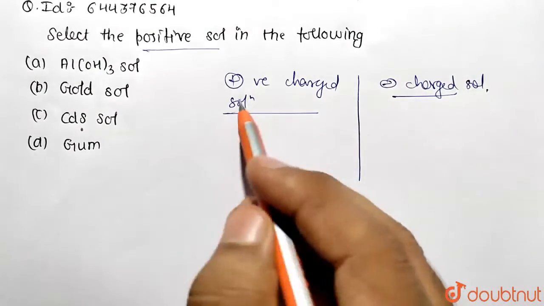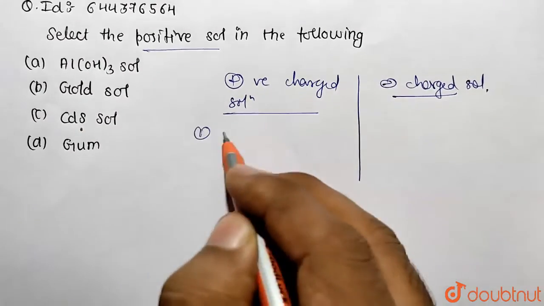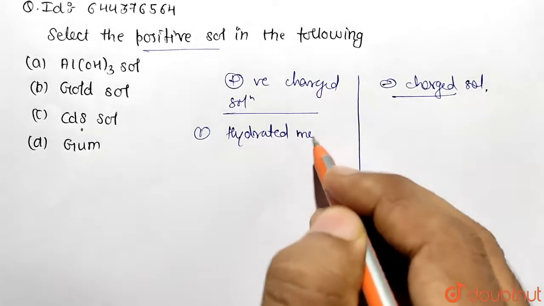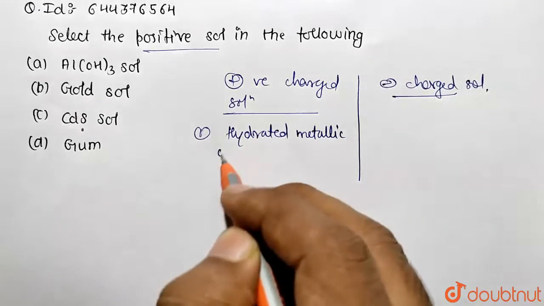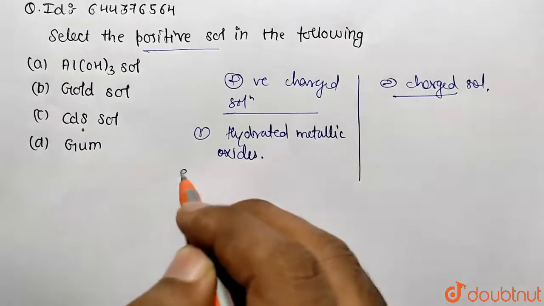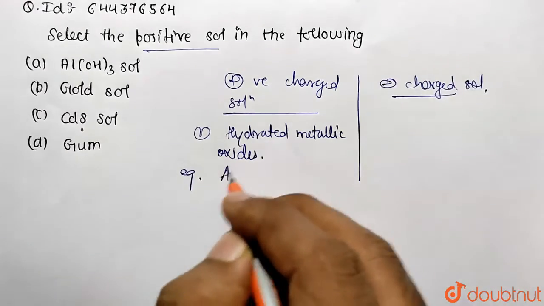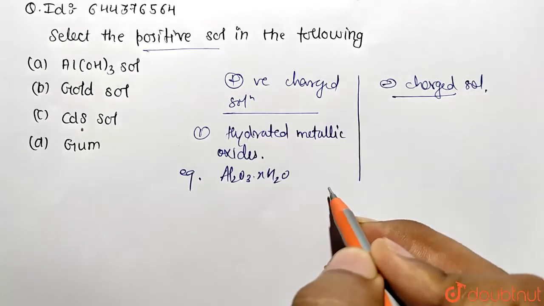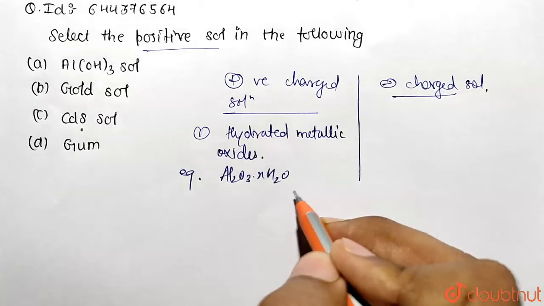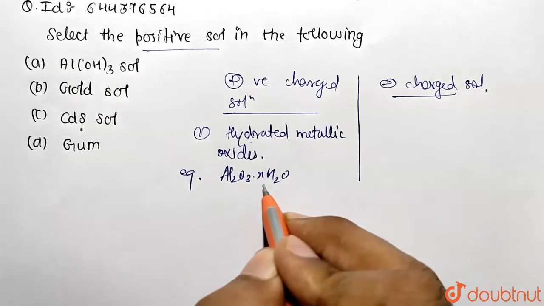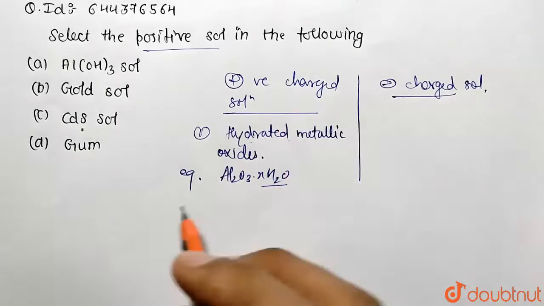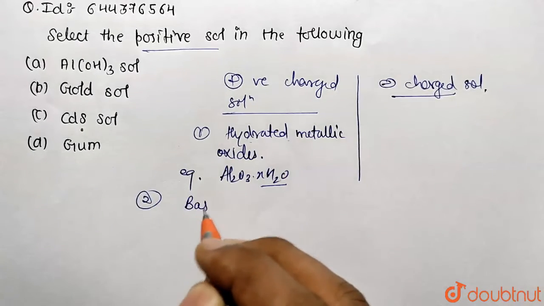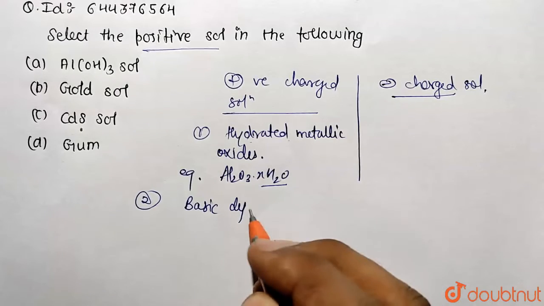For example, positively charged sols will be of hydrated metallic oxides. If you understand metallic oxides like Al2O3.xH2O, or it may be Fe2O3.xH2O or Cr2O3.xH2O, all the hydrated metallic oxides are going to be positively charged. Second, the basic dyes. Basic dyes are going to be categorized in positively charged sols.